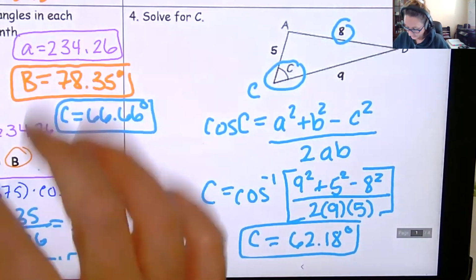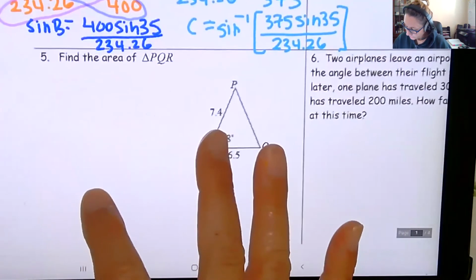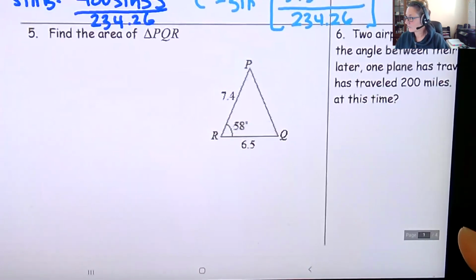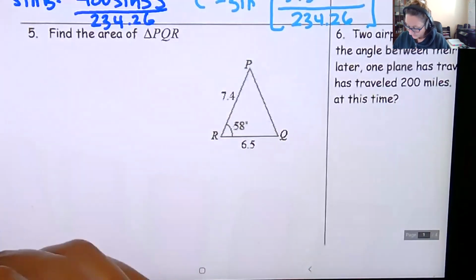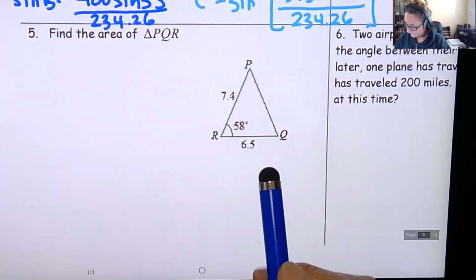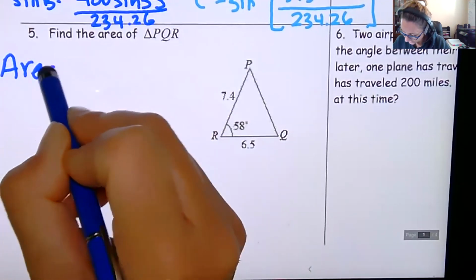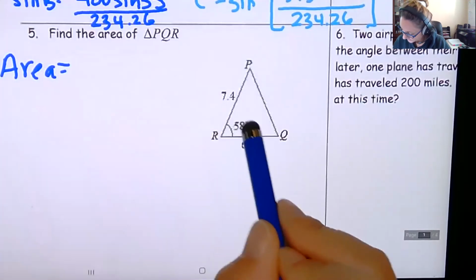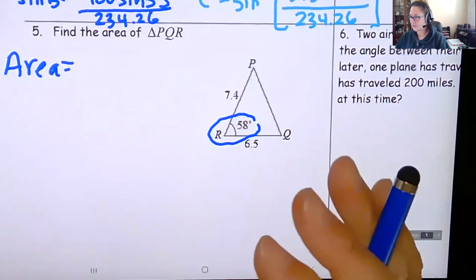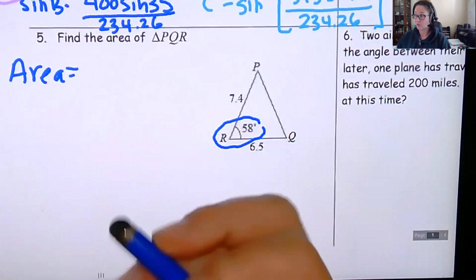Okay, so next one. Here they're asking us to find the area. So for the area problems, we have the formula that area, I'm going to write the word area, is equal to, and in this case, the angle I know is this. And so you'll notice I've got side, angle, side, which is what I need for law of cosines. But remember, we also have that side, angle, side when we're dealing with area of triangle.